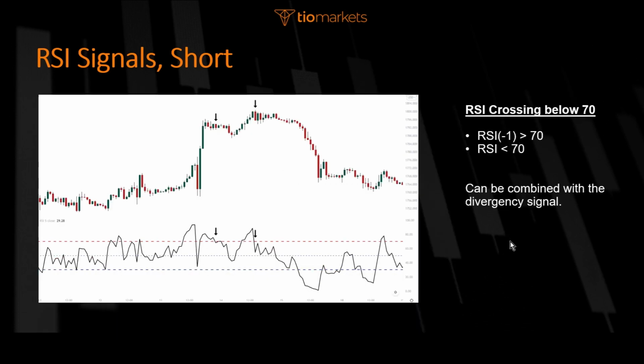Then the second signal on the short side, we have RSI crossing below 70. So obviously you need to have on the previous bar, like here, the RSI above 70 in order for it to cross below. When it crosses this level, that's when the signal comes.